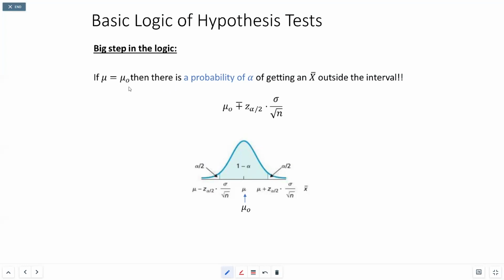So the next big step in the logic is, okay, if the population mean is equal to that number, mu naught, there's a probability of alpha of getting a sample mean from our sample outside of that interval. So that's what you want to understand: this is the probability of alpha of getting a sample that's weird, and alpha is really small. So if you get a sample mean and it is really different than what you thought it was supposed to be, the probability of seeing that is alpha. Okay, that's the whole theory that this builds on.